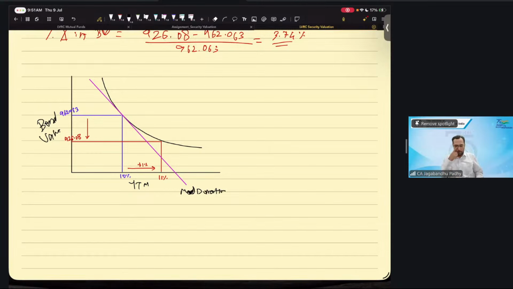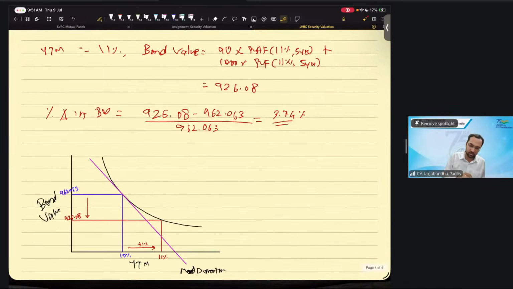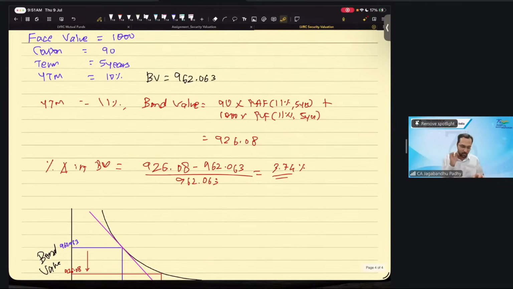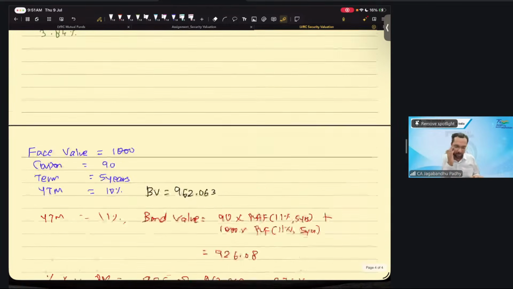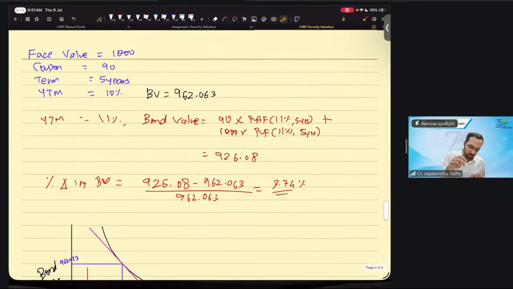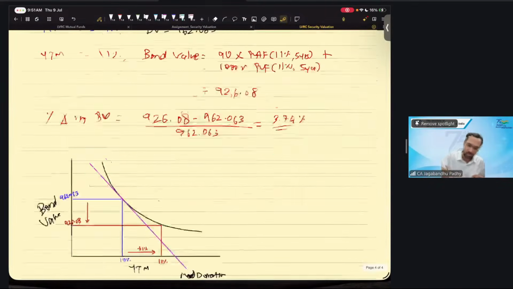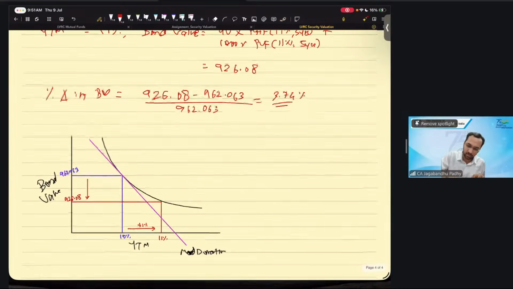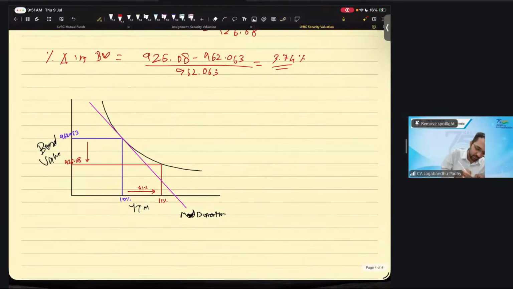Okay. This is your modified duration line. So if we just look at what is happening when the YTM changes from 10% to 11%, if you observe the change, the actual change that we are observing over here is 3.74%, which is captured over here.